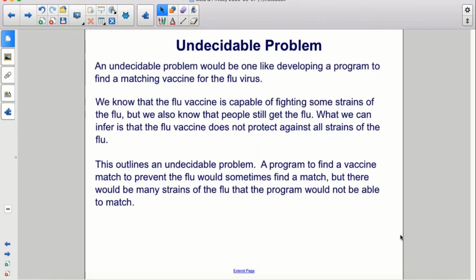An undecidable problem would be one like developing a program to find a matching vaccine for the flu virus. We know that the flu vaccine is capable of fighting some strains of the flu, but we also know that people still get the flu. What we can infer is that the flu vaccine does not protect against all strains of the flu. This outlines an undecidable problem. A program to find a vaccine match to prevent the flu would sometimes find a match, but there would be many strains of the flu that the program would not be able to match.